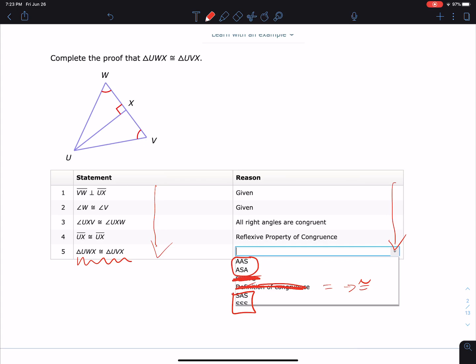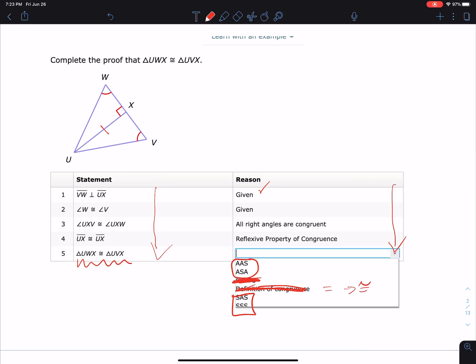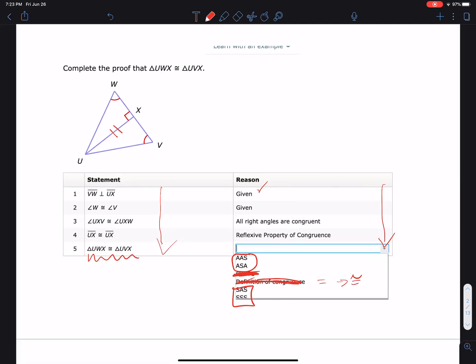So what you need to do is look at what they are giving you. So VW is perpendicular to UX, given, okay, right angle. Angle W is given, congruent to angle V, given. And then UX is congruent to UX reflexively. So how are these triangles congruent? Side, angle, angle. So this is another one. So let me say side, angle, angle, or in their case, angle, angle, side.